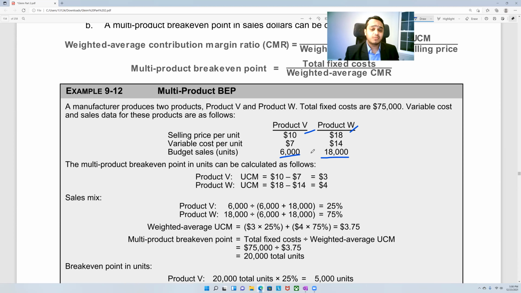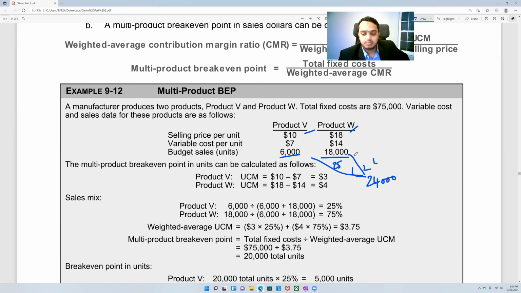So what you can do is nothing but weigh them. How much is the total sales? It will be 24,000. 24,000 will be the sales. Now, when 24,000 is the sales, what's this distribution? How much is 6,000, and how much is this 18,000? So what you can do, 6,000 divided by 24,000. How much is that? 25%. 18,000 divided by 24,000. How much is that? 75%.